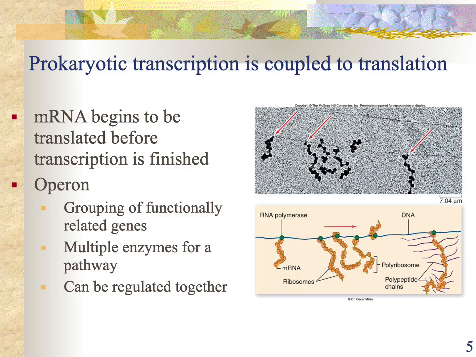In prokaryotes, transcription is usually directly coupled to translation. So even before transcription is finished, the ribosome grabs onto the newly formed messenger RNA and starts making a protein from that. Okay, and usually in prokaryotes, related genes are all controlled by one promoter and they're all made together. And so these are referred to as operons.